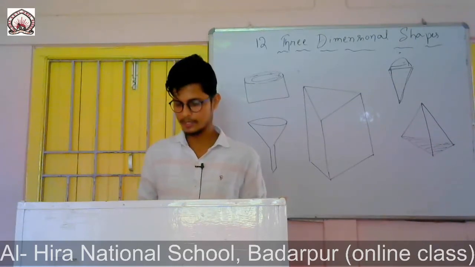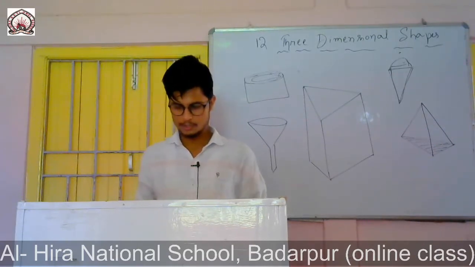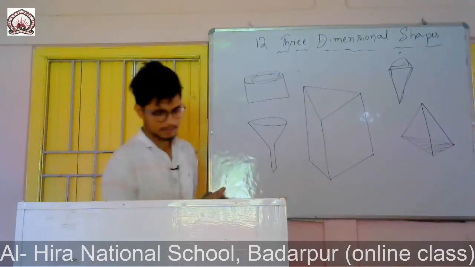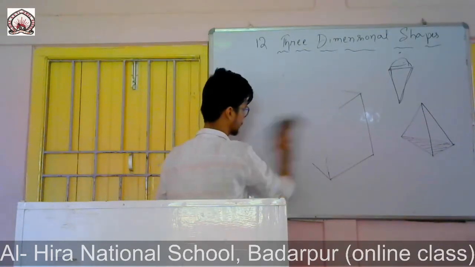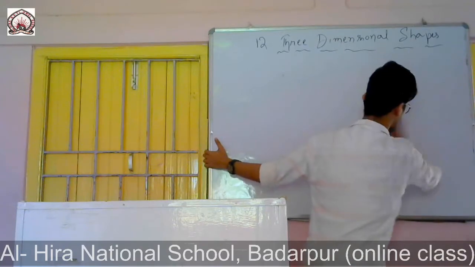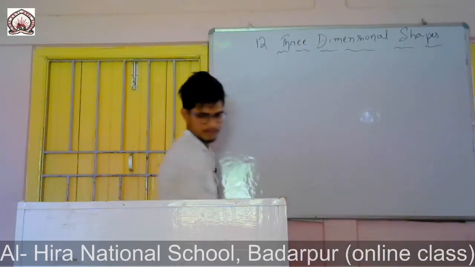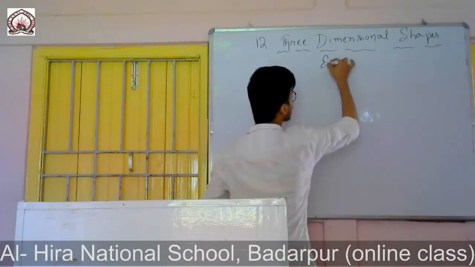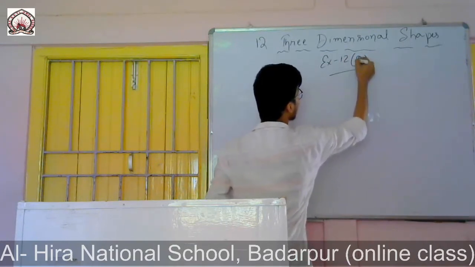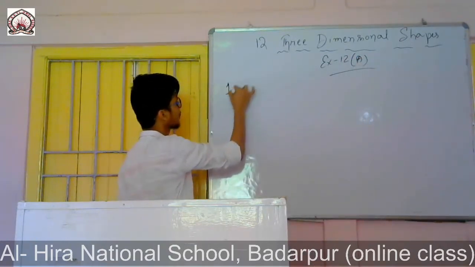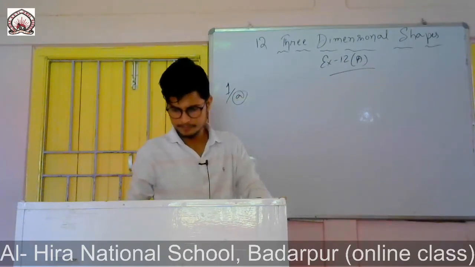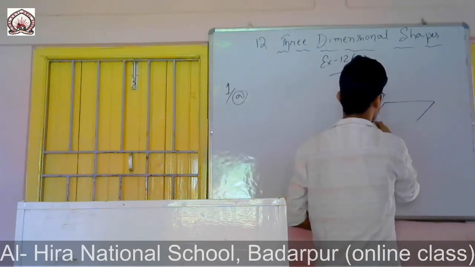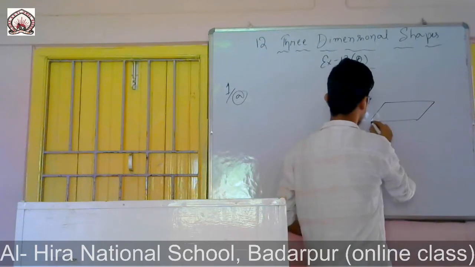Okay, now we'll start exercise 12a. The first question is, how many edges does this figure have? There is a figure given, let me draw it so you will understand easily. It is like this. A cuboid is given. By seeing it you can understand it is a cuboid.